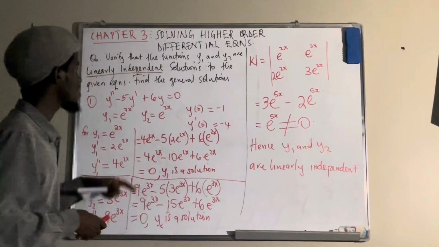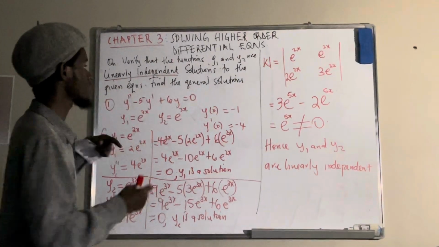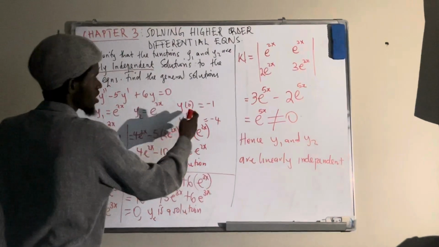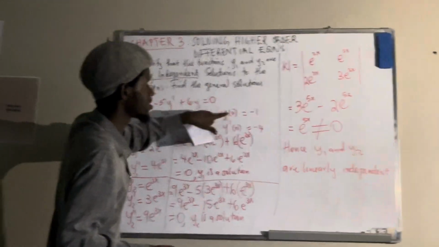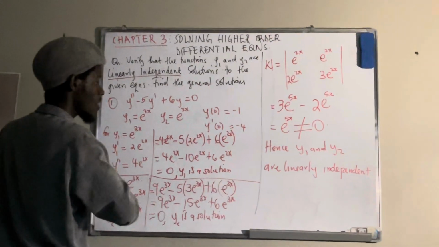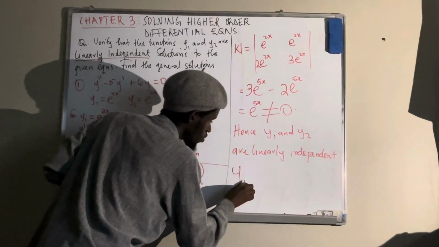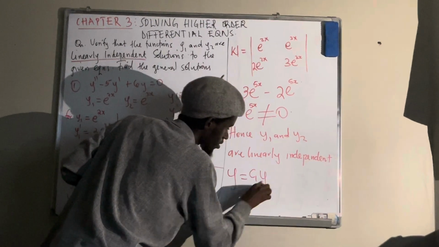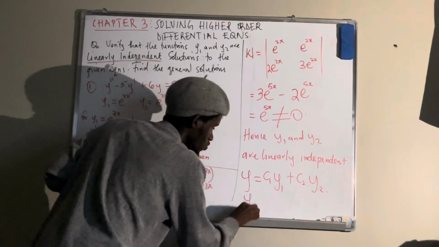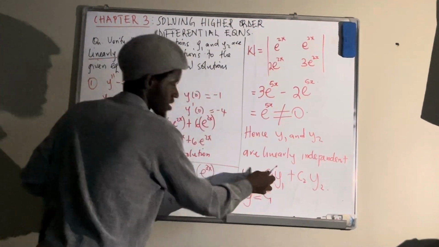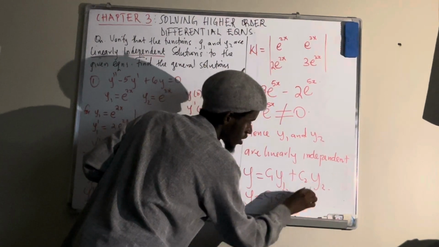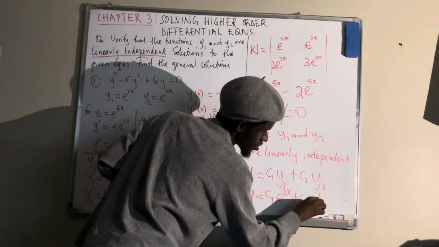Now, for the part of finding the general solution, I'll just need to use my conditions. I use these conditions I've been given to find C1 and C2. Just remember, at the end of our solution, our general solution y is going to be equal to C1 y1 plus C2 y2, where y1 is e power 2x, plus C2 y2, which is e power 3x.